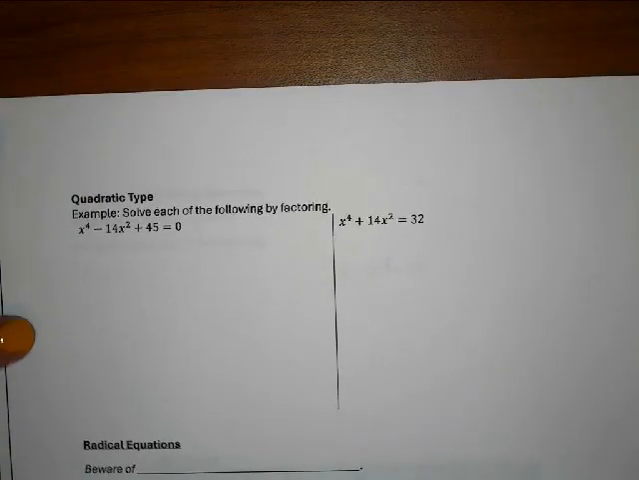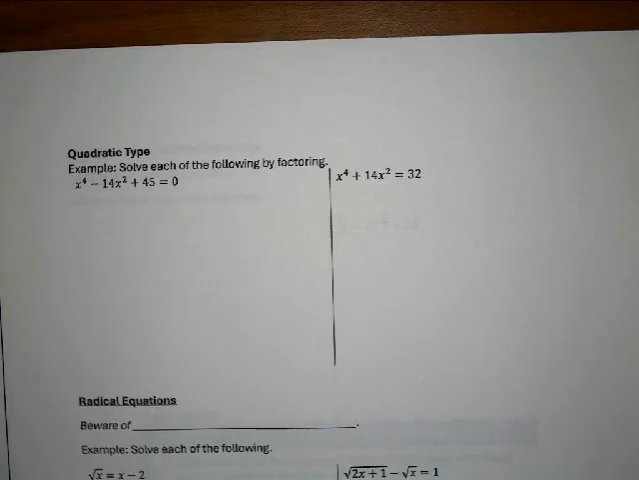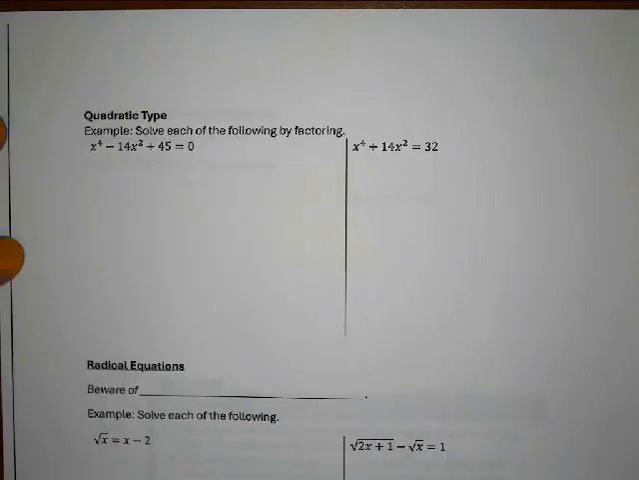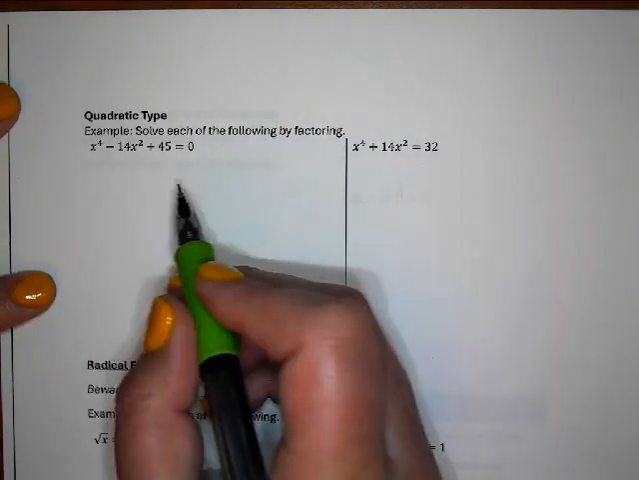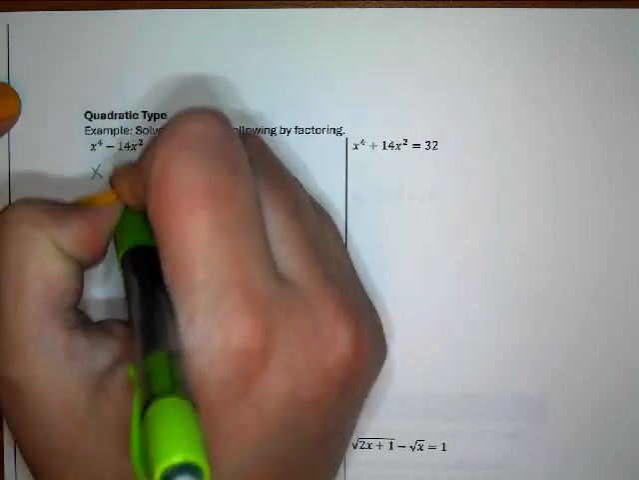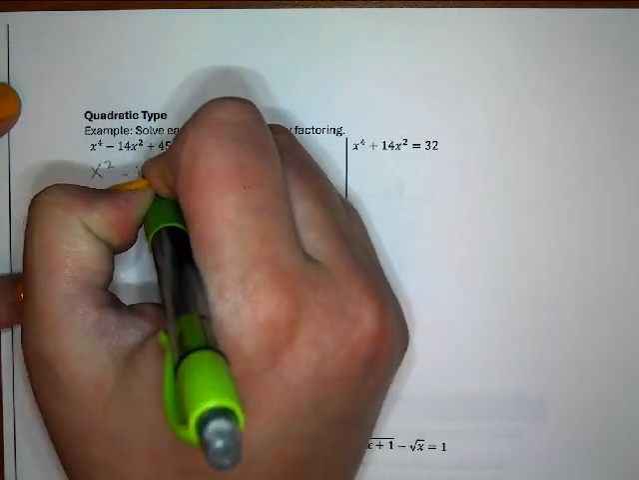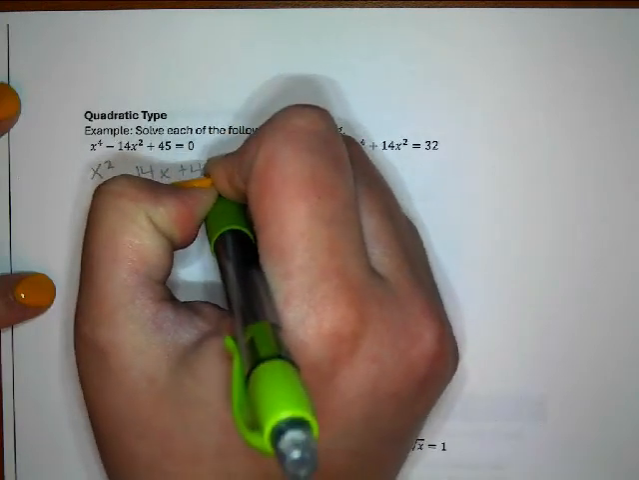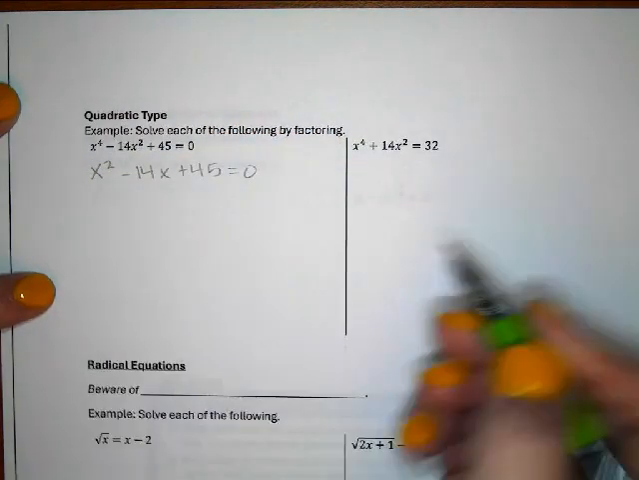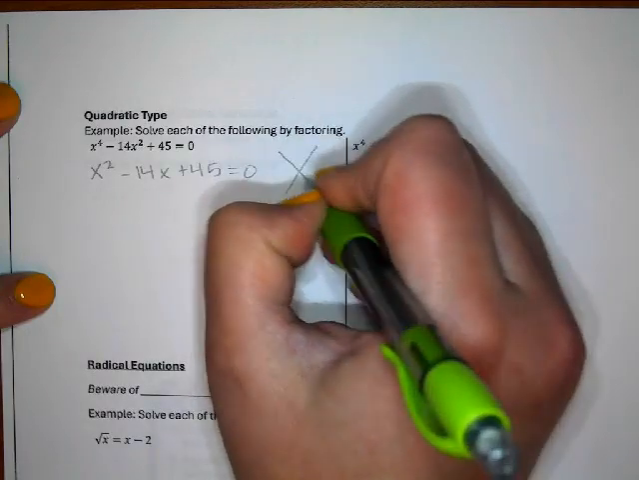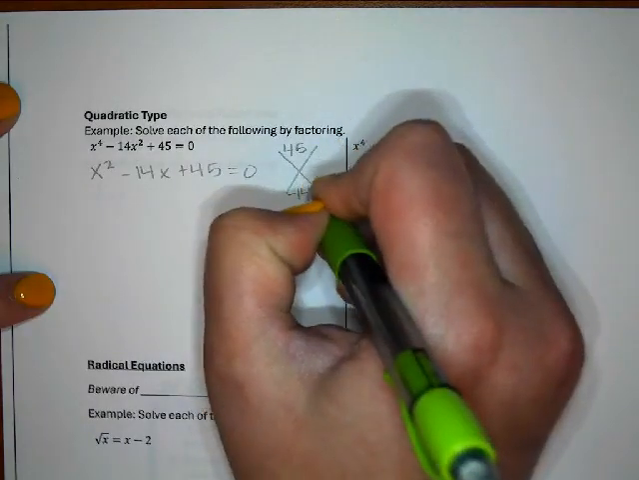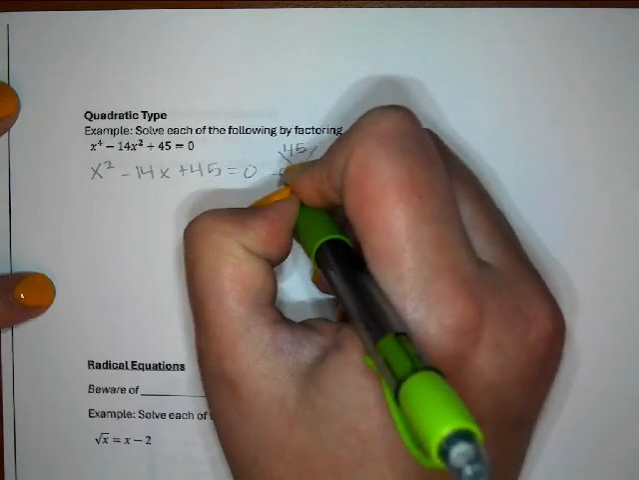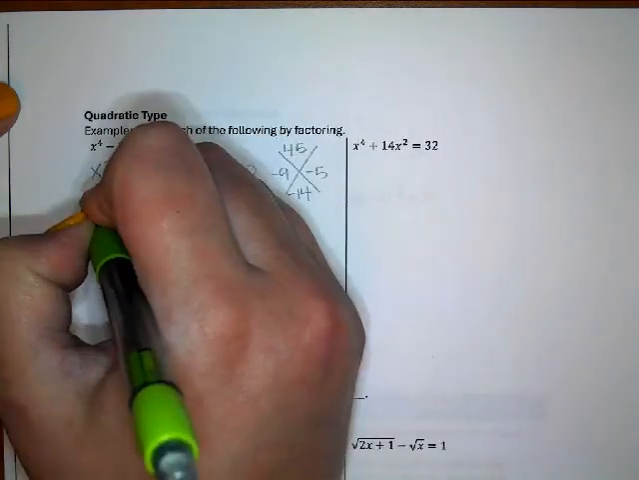All right, we have a few more factoring problems. These they call quadratic type, where they look kind of similar to the quadratics that we've factored before, but the exponents are wrong. So I'm going to think of this as x squared minus 14x plus 45, because I know how to factor that. This is like what we would have done before. So I would have said what multiplies to 45 and adds to negative 14. And that would be negative 9 and negative 5. And so in my parentheses, I'd get x minus 9, x minus 5.